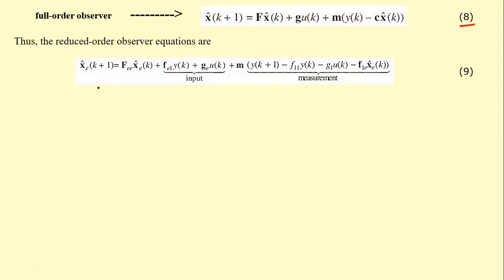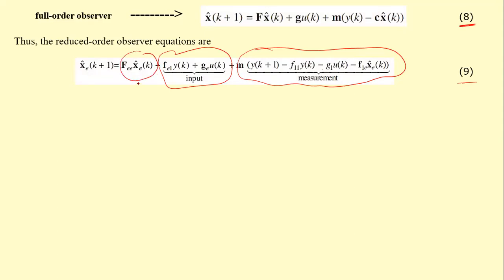So if we replace all those parameters here, we'll get this equation. This is equation number 1. So this is the reduced order state observer equation. Here we have these inputs which are known to us. We have these measurements, these are the values which can be measured. And then we have these unmeasured states here, right? These are the unmeasured states, and this indicates the dynamics of the unmeasured states, right?